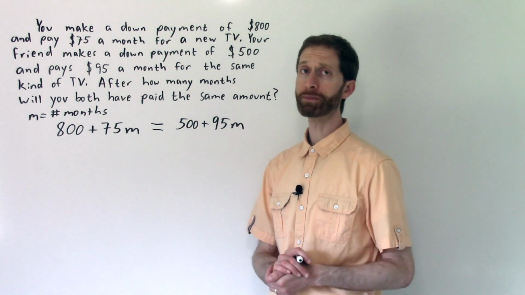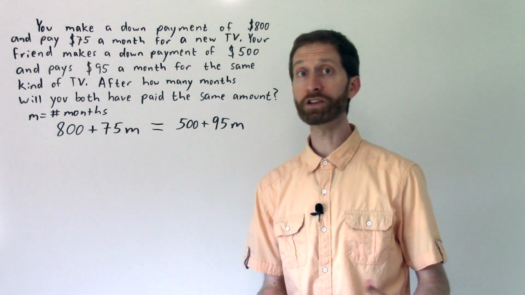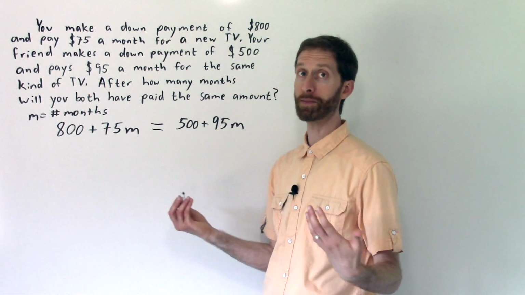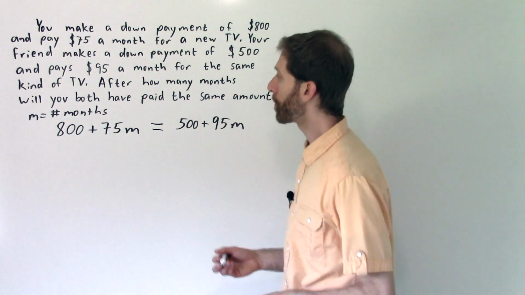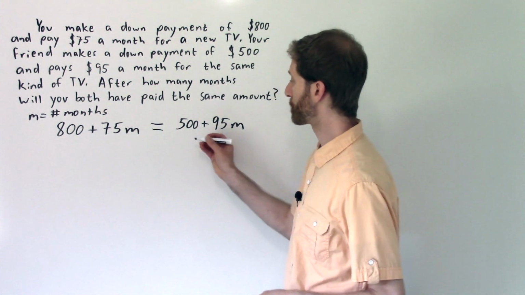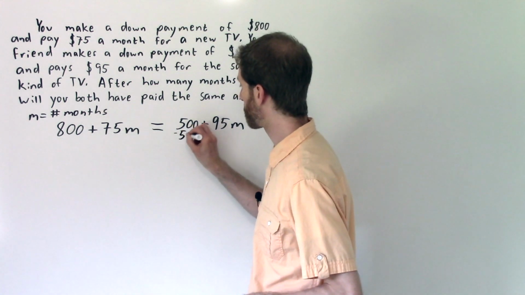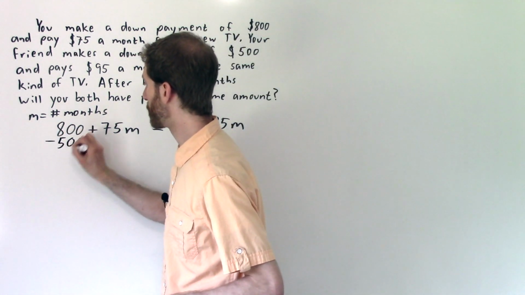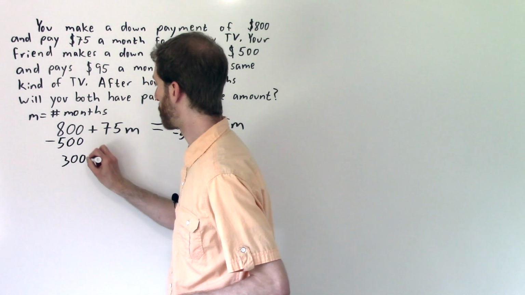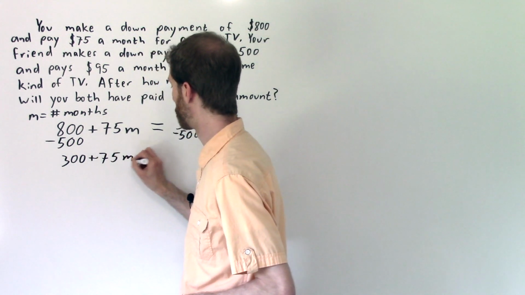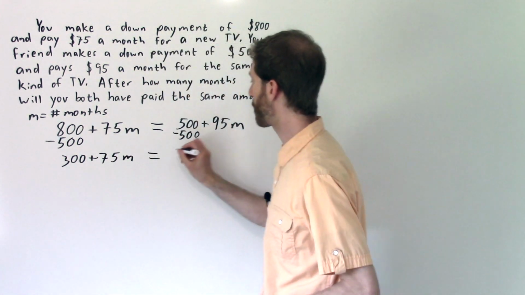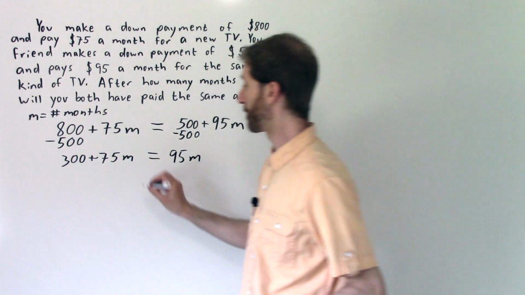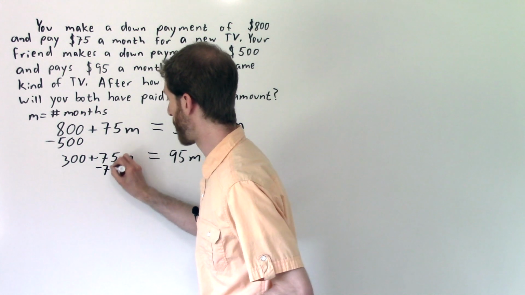Now just because the problem didn't say how long till we break even doesn't mean it's not a break-even problem, because we're saying how long until they pay the same amount. That's breaking even. So all we have left to do now is solve. I'm going to subtract 500 from both sides, and that's pretty sweet. So that's going to leave me with 300 plus 75m is equal to 95m. And then I'm going to subtract 75m from both sides, doing a little bit of algebra here.